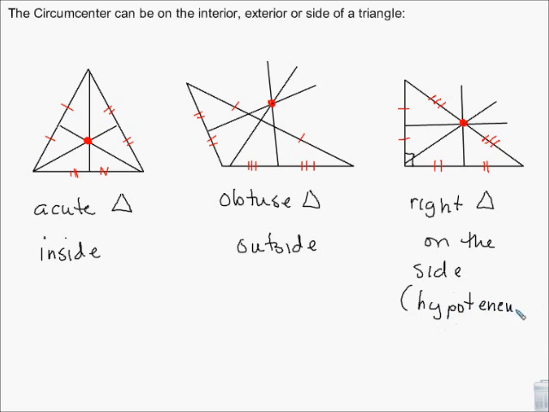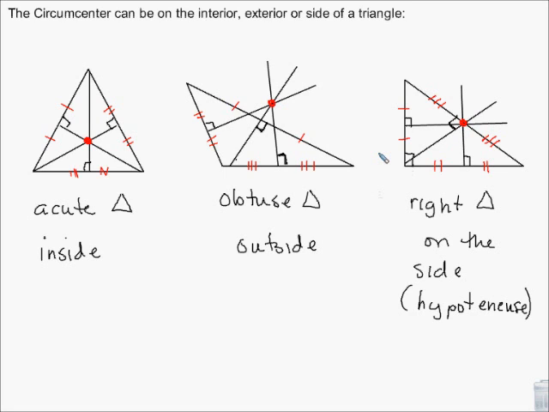I don't get what you said, inside, outside. See how this point is inside the triangle? Here it's outside the triangle, and here it's on the side of the triangle. And each of these is a perpendicular bisector. So even though I may not have drawn them properly, I'm bisecting each side with a perpendicular line.